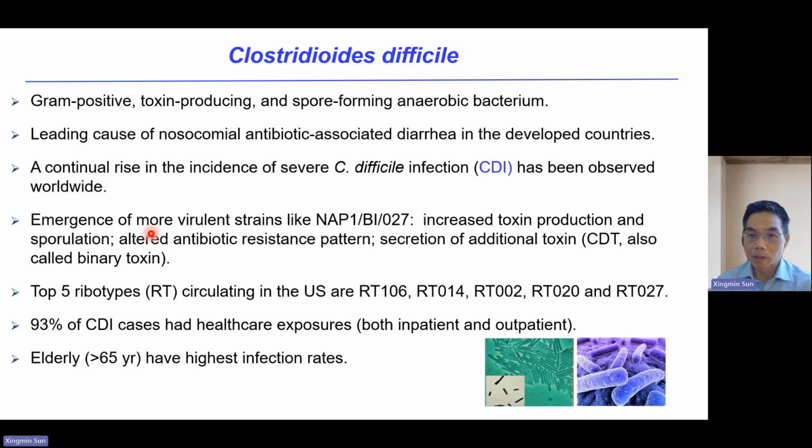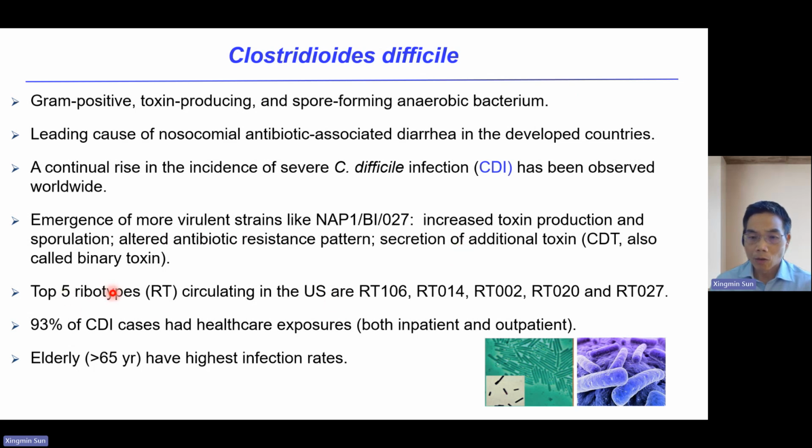So a brief introduction to the pathogen. C. difficile is a gram-positive, toxin-producing, spore-forming anaerobic pathogen. It's a leading cause of nosocomial antibiotic-associated diarrhea in the developed countries. Moreover, there is a continual rise in severe infection worldwide, which is partially caused by emergence of more virulent strains like ribotype 027 strain. These produce more toxin, they have a higher sporulation capability, and they develop more antibiotic resistance. In addition, they produce an additional toxin called CDT. It's a two-unit toxin system.